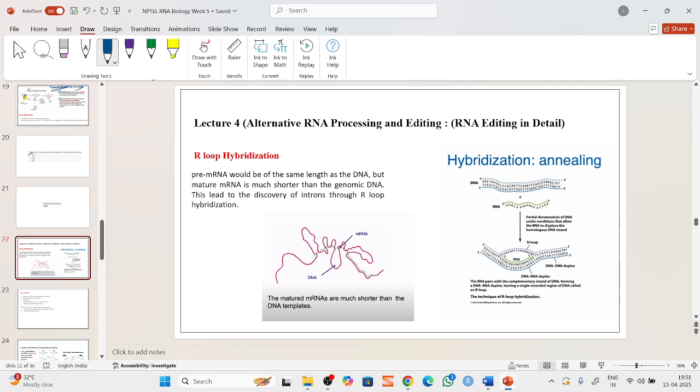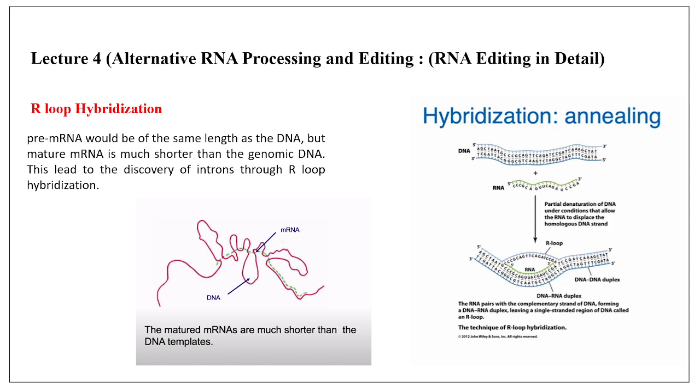Pre-mRNA. Now just try to first look at this figure so that we can understand it better. This is your DNA, and this is your mRNA. The pre-mRNA would be of the same length as the DNA, but mature mRNA is much shorter than the genomic DNA. This led to the discovery of introns through R-loop hybridization.